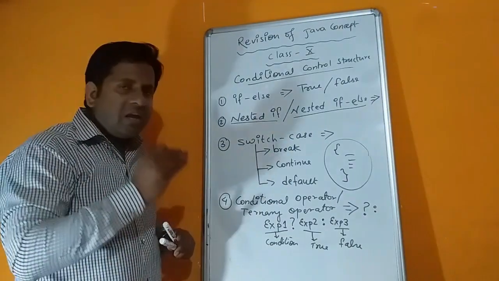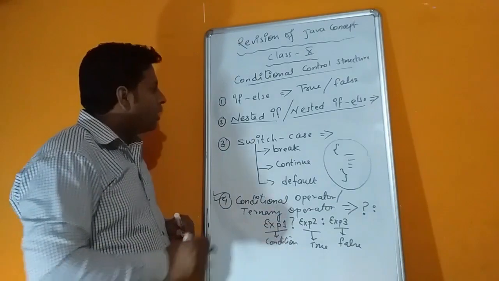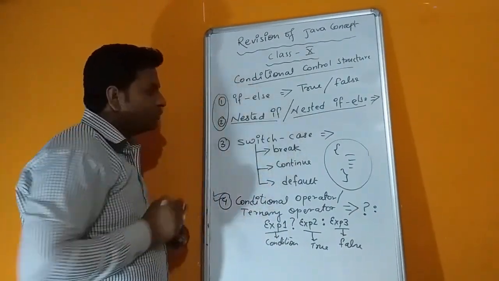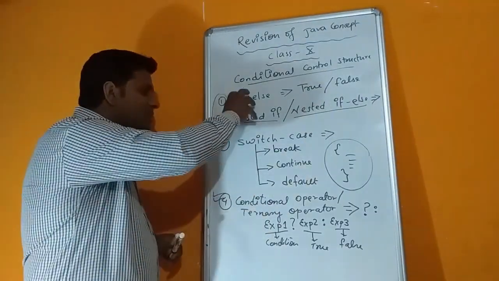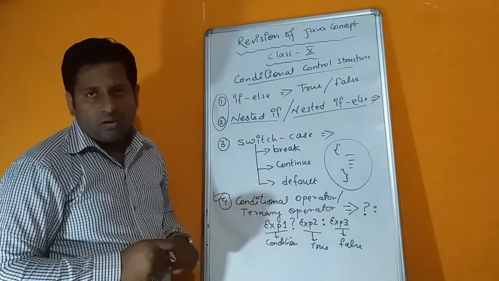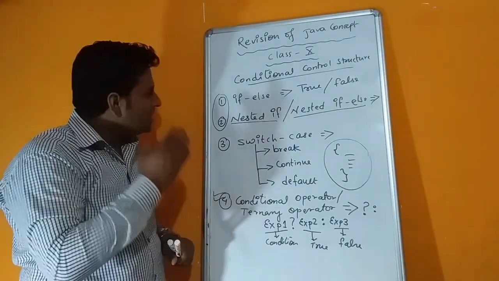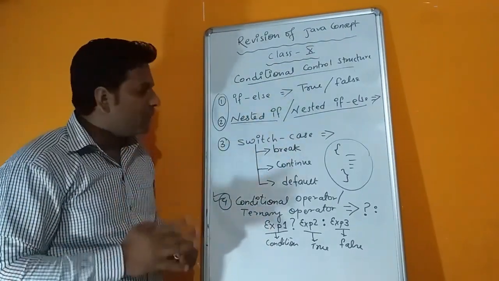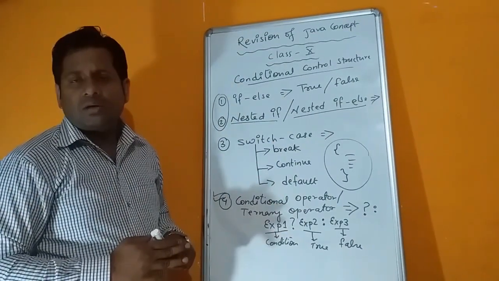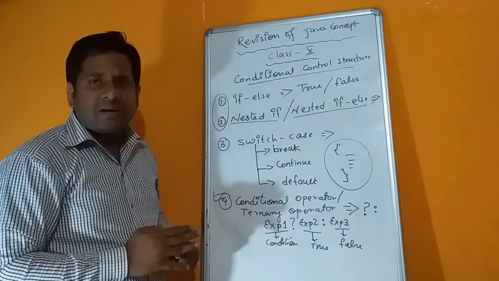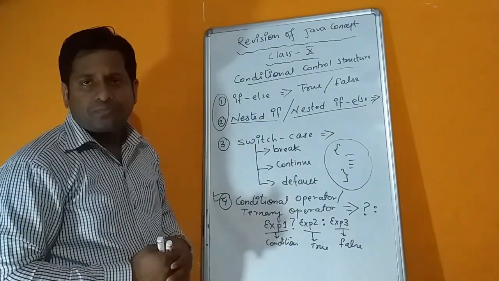So this is the ternary or conditional operator. It works with the same logic as either if else, nested if, or nested if else. So instead of this, you can even use this one. So children, based on this topic, based on if else, nested if else, switch case, and conditional operator, there are some programs which you need to understand, because we already learned these things in class 9 also. It's a revision of Java concepts.